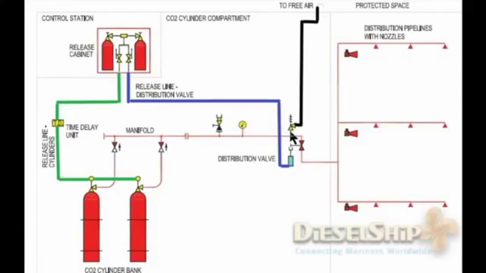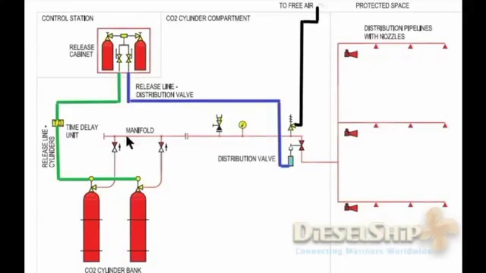On the manifold you also have a pressure gauge indicating whether the line is pressurized or not. And one of the main components on the manifold is the relief valve. Let's say you have released the CO2 and for some reason the distribution valve has not opened. The line has to be protected against damage. So the relief valve will lift and the CO2 will go outside the CO2 room to the free atmosphere.